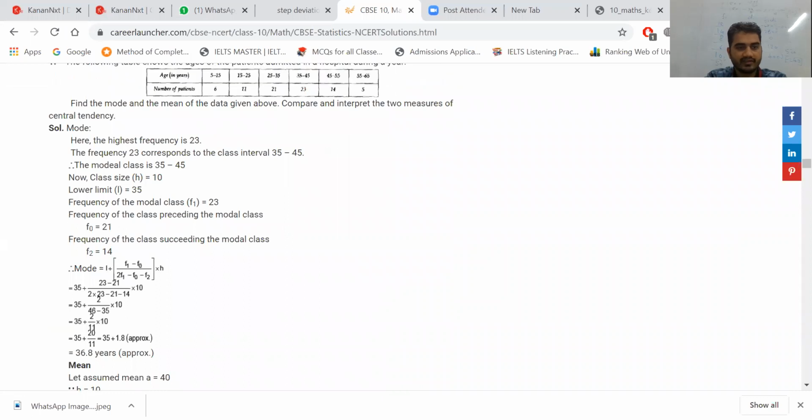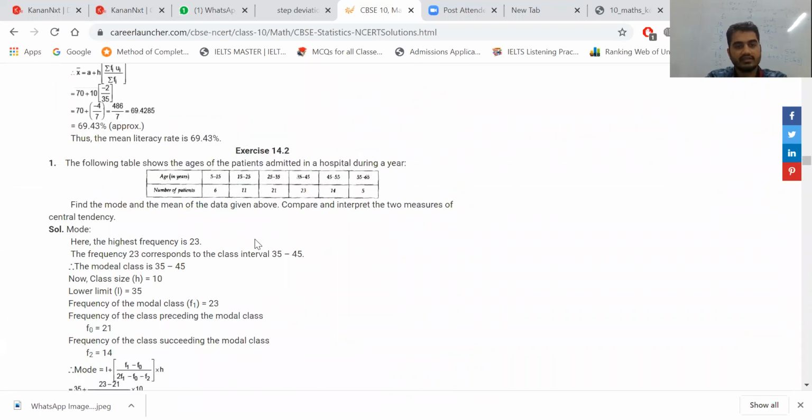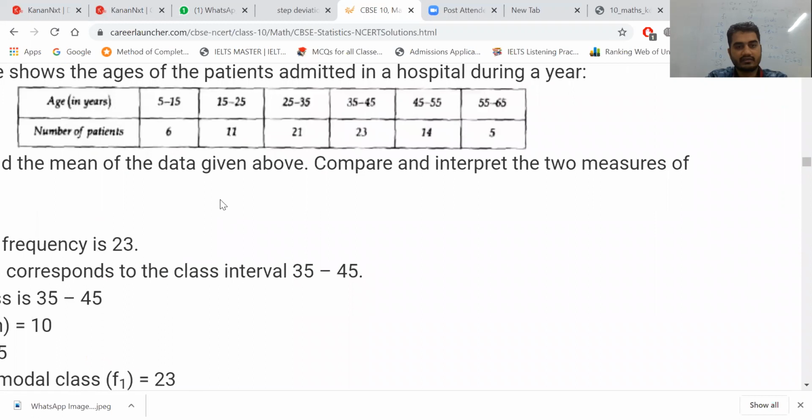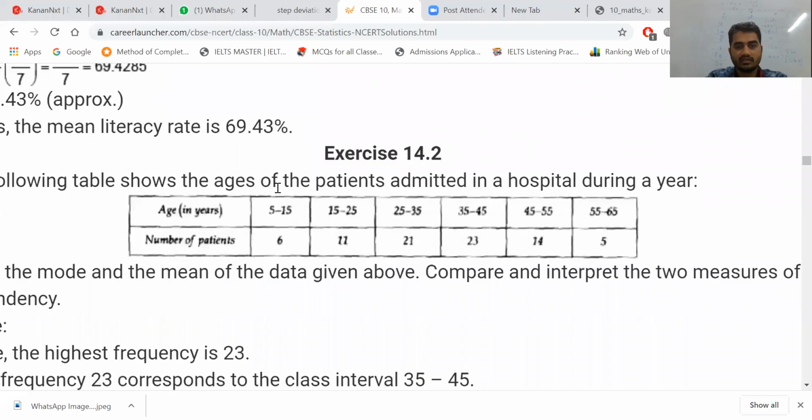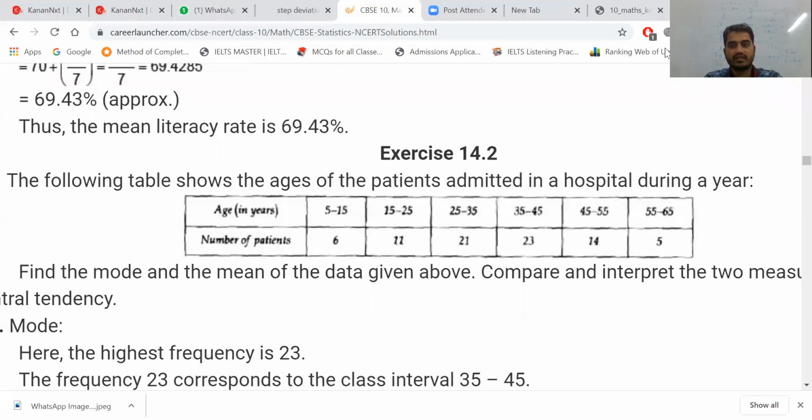Okay, so here is the first question. Let us solve it. This is our first question, as you can see on your screen. The following table shows the ages of the patients admitted in the hospital during a year. That is a table, so let me draw it on the board and then we'll solve it accordingly.